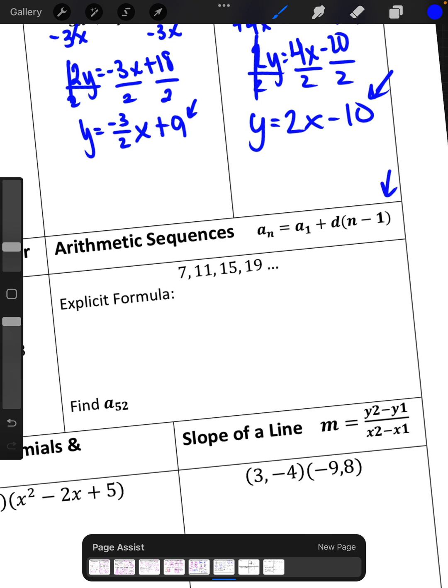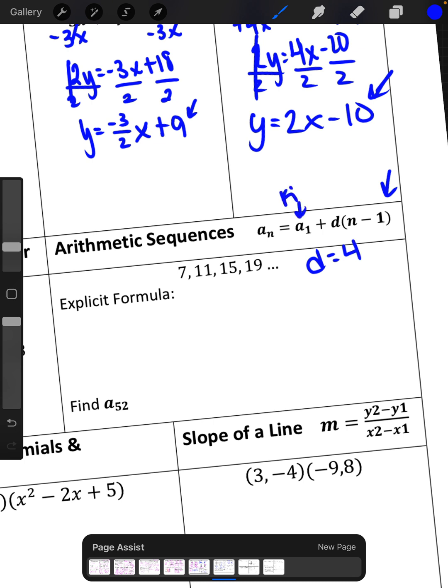All right, arithmetic sequences, and they gave you your needed formula. So this one, it looks like I'm going to add 3 every time. 7 plus 3 is 11. No, 7, sorry, plus 4 is 11. 11 plus 4 is 15. 15 plus 4 is 19. So my difference each time is +4.